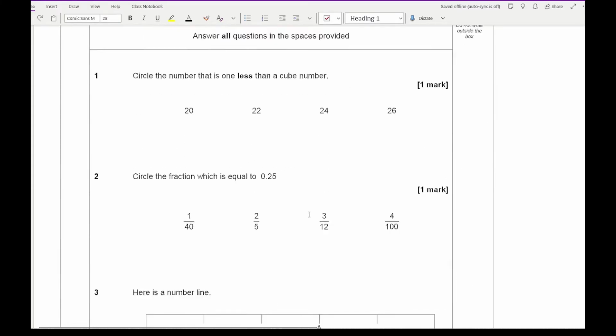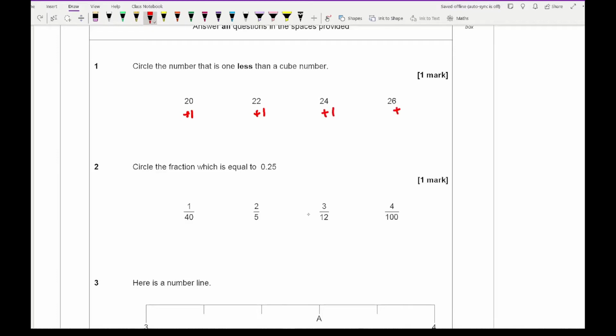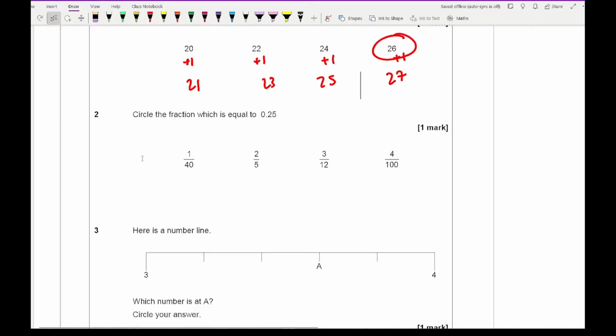So the first question says circle the number that is 1 less than a cube number. Now to do this, all we need to do is simply add 1 to each of these numbers and see which one gives us a cube number. So here 20 plus 1 is 21, 23, 25 and 27. Now because we're looking for a cube number, the correct answer is going to be 26 because 25 is a square number.